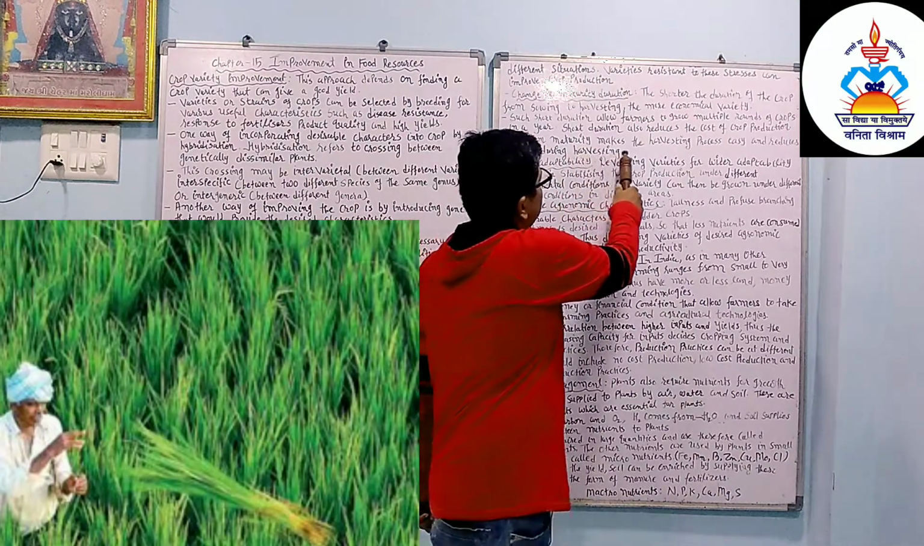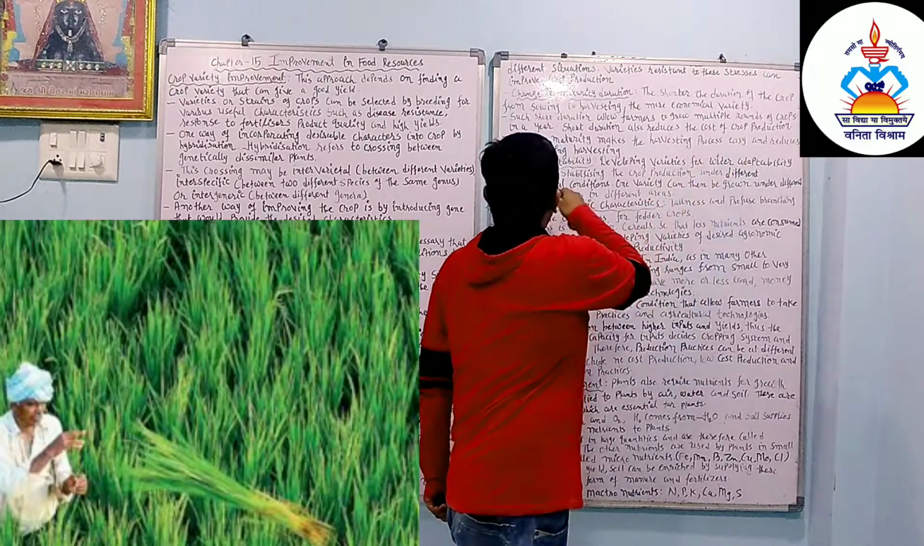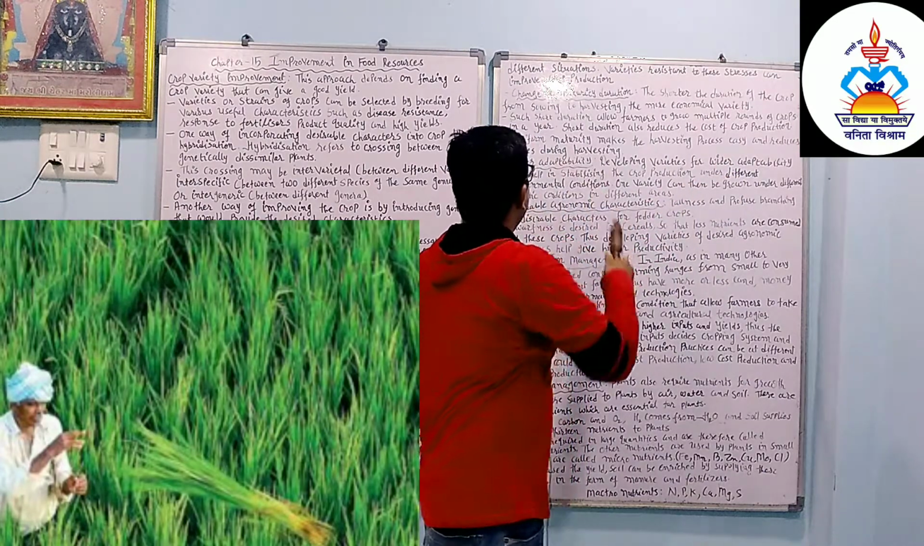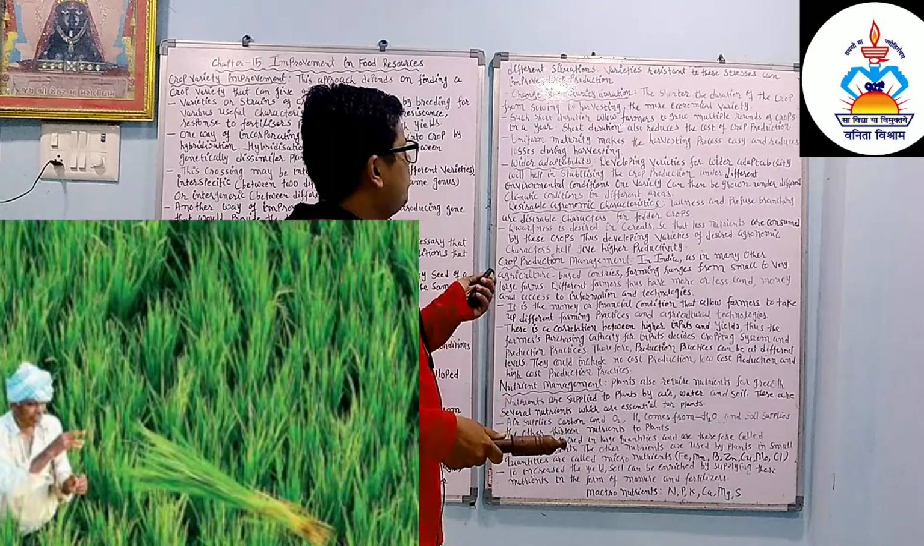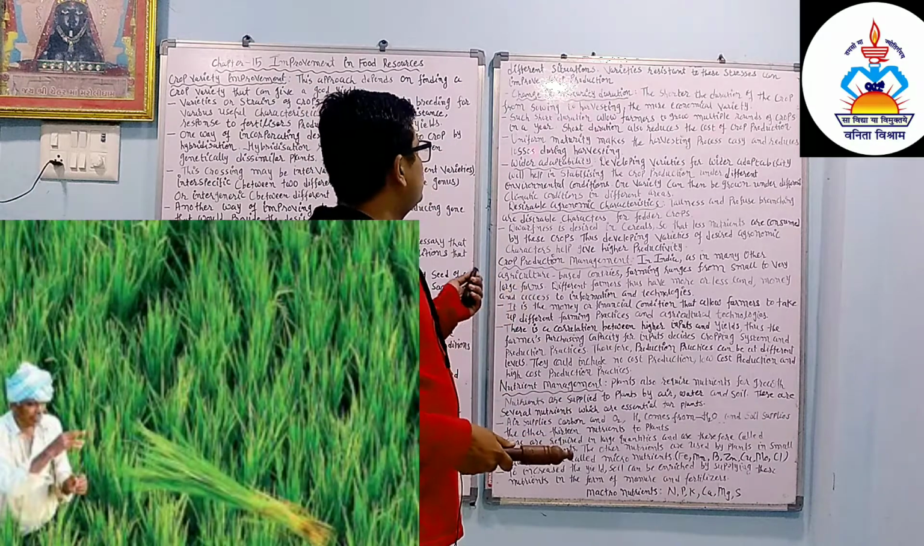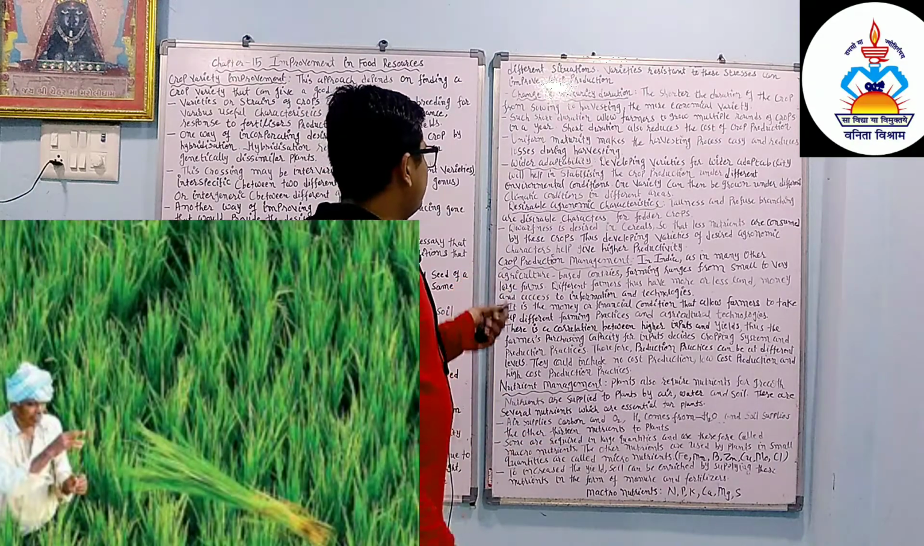Uniform maturity makes the harvesting process easy and reduces losses during the harvesting.